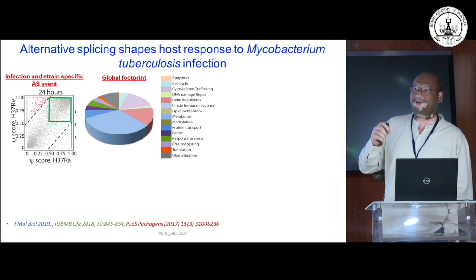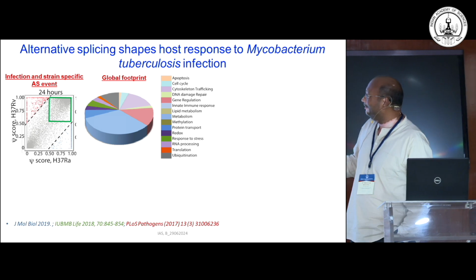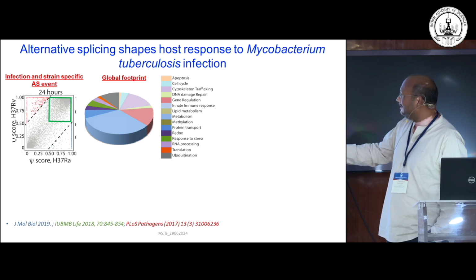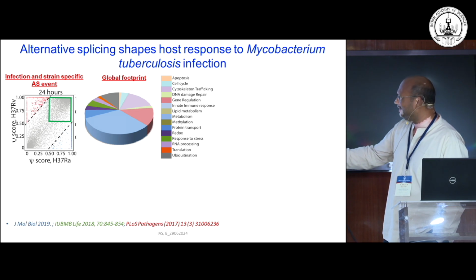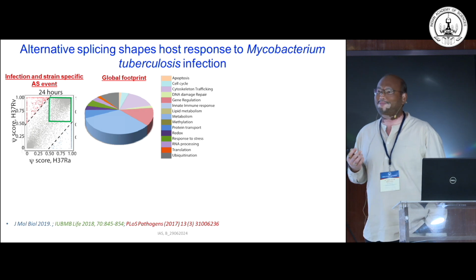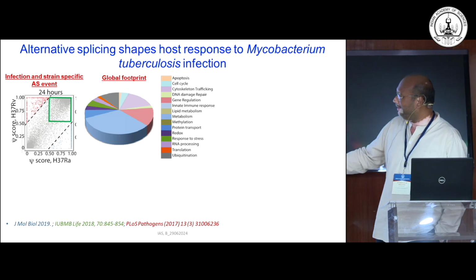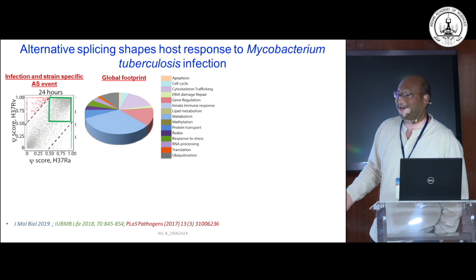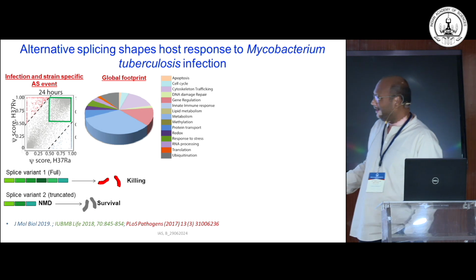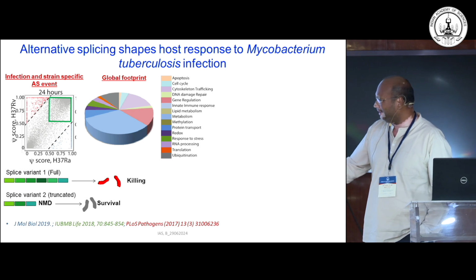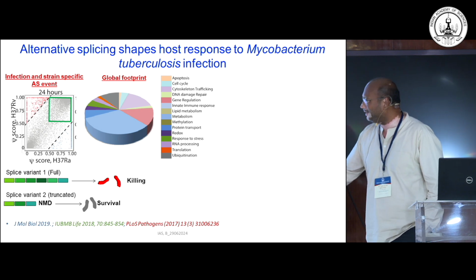If you look at what functions are getting affected through splicing, you realize that these pathways, apoptosis, gene regulation, innate immune responses, these are the usual suspect pathways which will actually work against bacterial infection. All of them were getting targeted through alternative splicing. Then through functional studies, we showed that if certain genes are expressed in a full-length variant, it will form a functional protein and lead to bacterial killing.